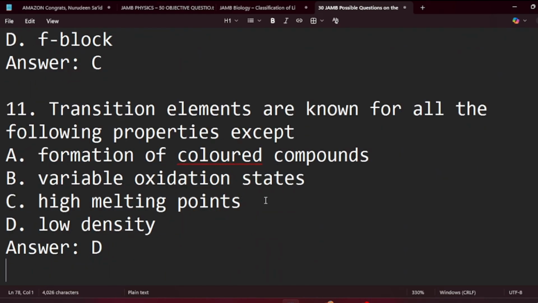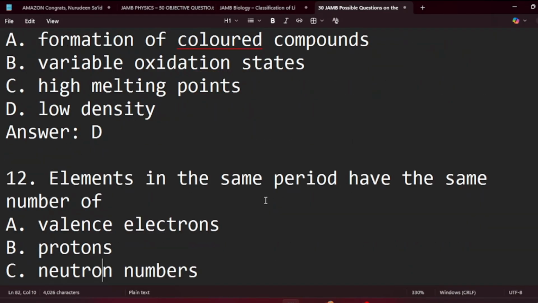Question number 11. Transition elements are known for all the following properties except A. Formation of colored compounds, B. Variable oxidation states, C. High melting points, D. Low density. The answer is D, which is low density.